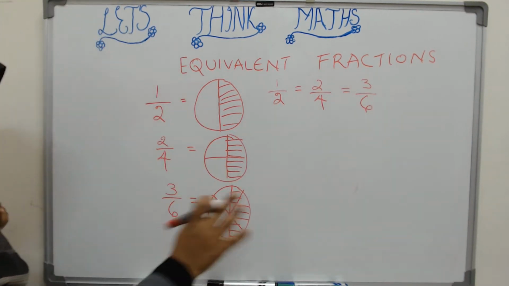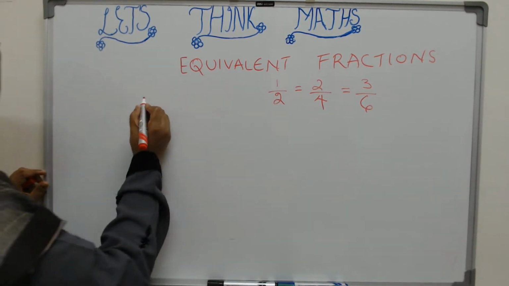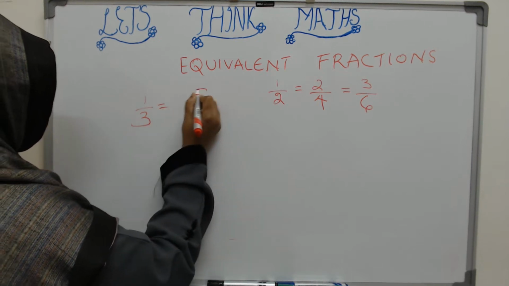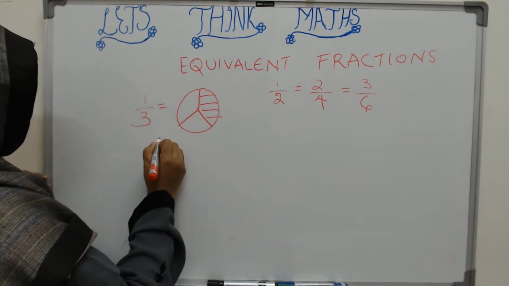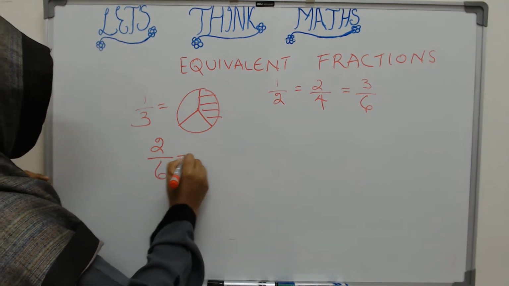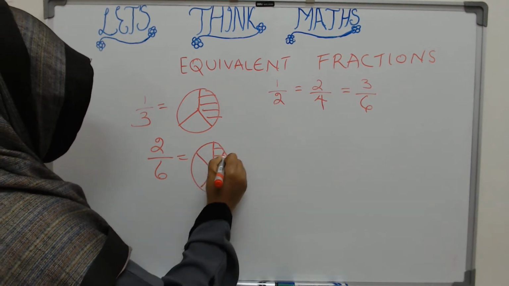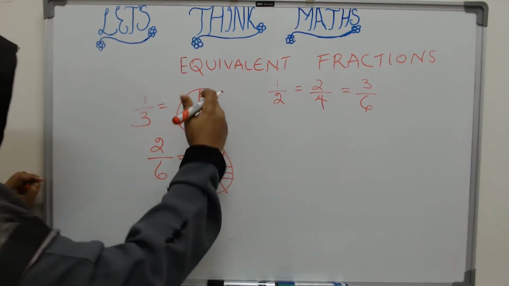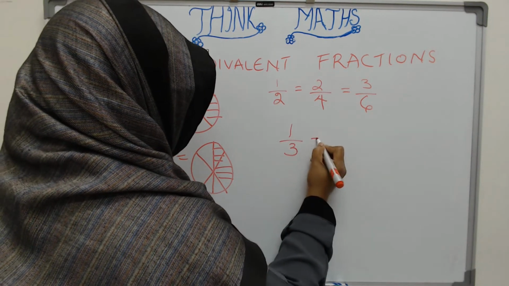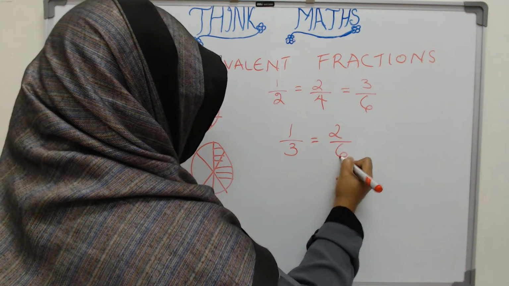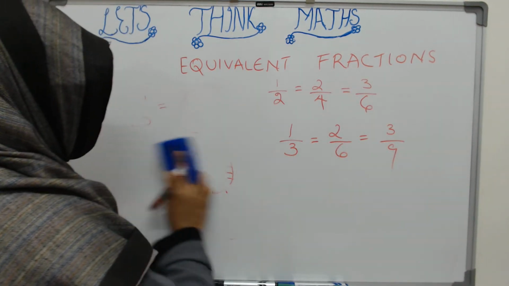Now let us look at another set of examples. Now 1 by 3. Make 3 divisions and again 2 by 6. So these two look similar. So we have 1 by 3 is the same as 2 by 6, and that will be the same as 3 by 9. So now you have two different families.